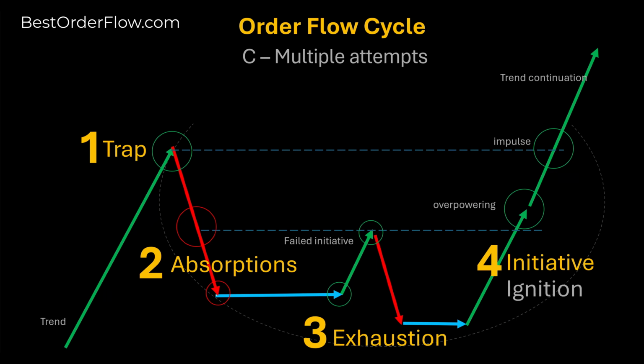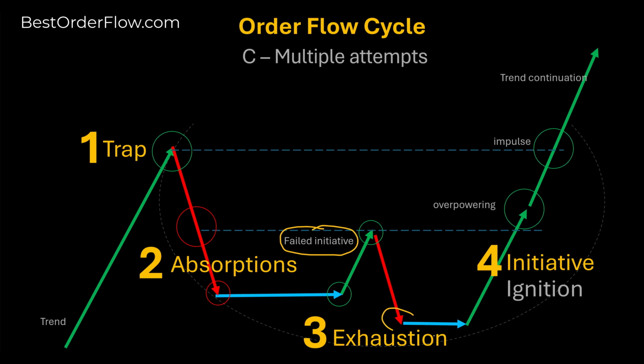The price can build one plateau and then try to ignite in the opposite direction, but unsuccessfully. It's going to be a failed initiative on the buyer side. And then the price doesn't have enough juice, so it's going to give up and let the price continue to fall.